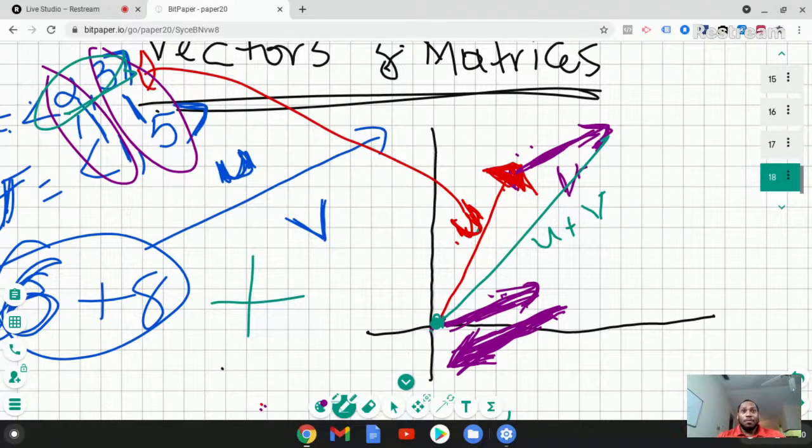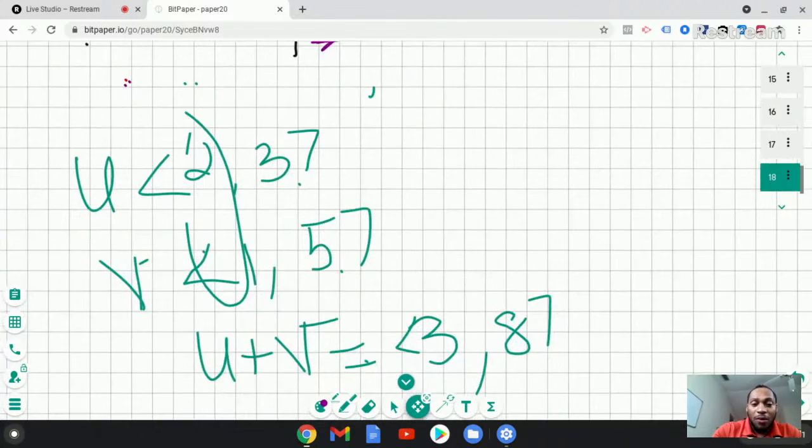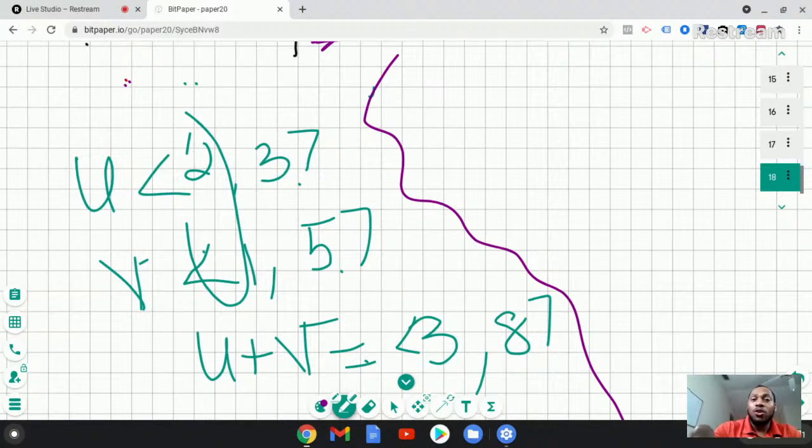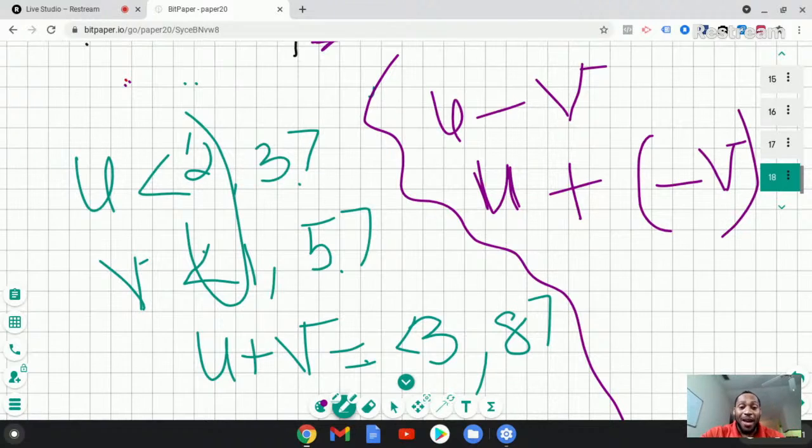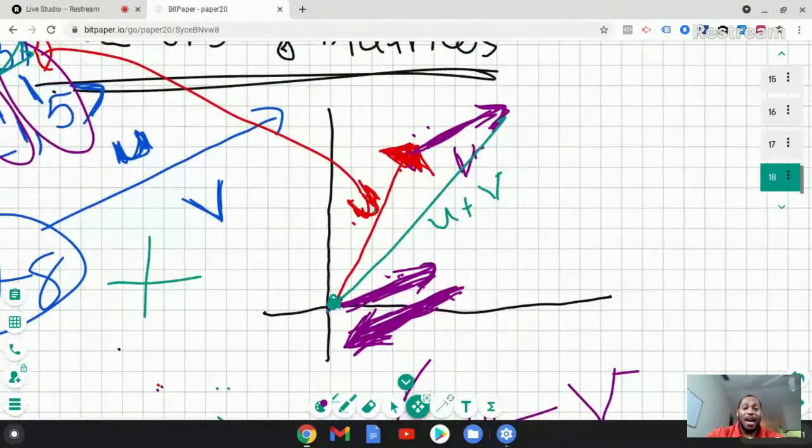So now the reason why I was saying this is important is because right now you can add u plus a negative v. So if I want to find u minus v, all I have to do is find u and add that to the negative v. Now I showed you graphically how to find negative v.